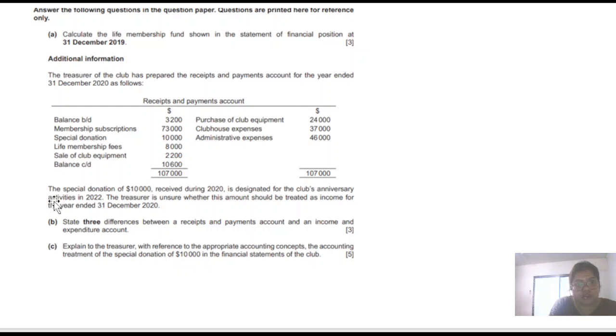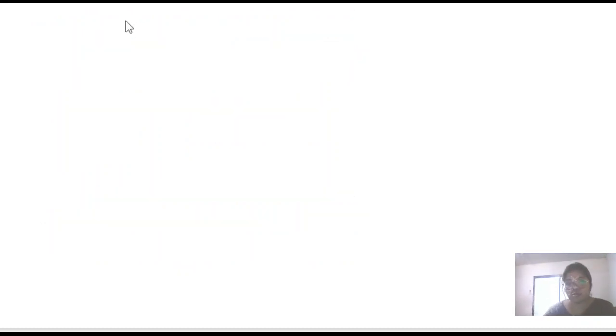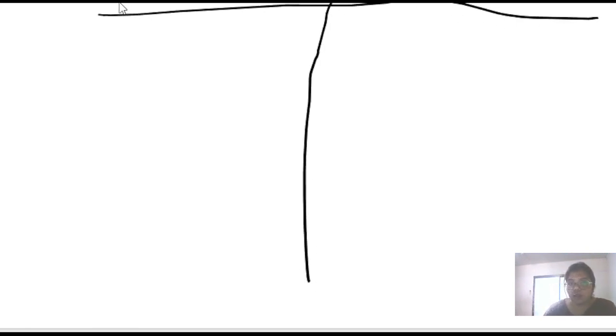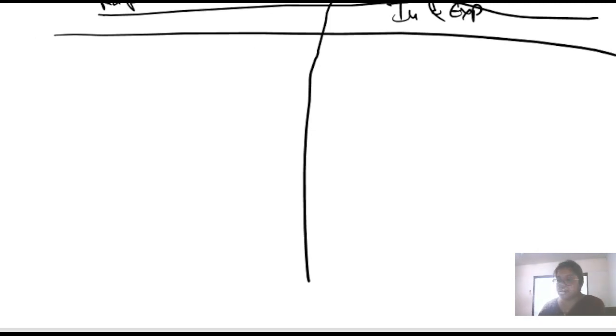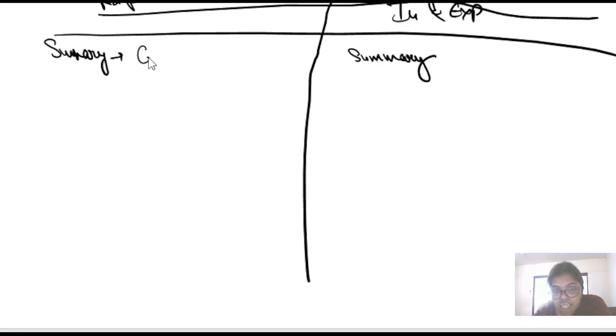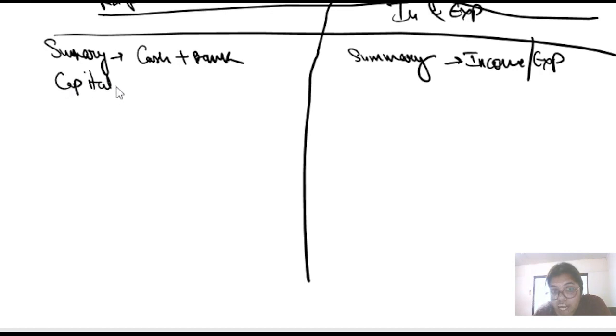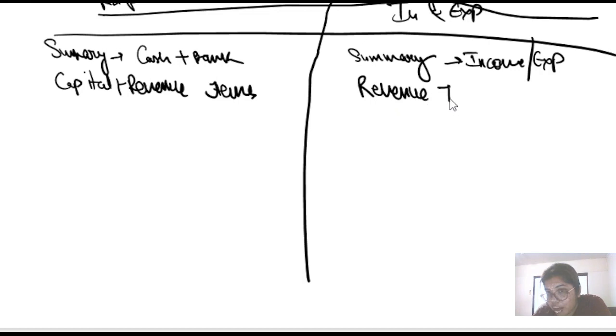Now moving forward, you have to explain the difference between the receipt and payment account and the income and expenditure account. Quickly we have to do it. So here we can take the receipt and payment account and the income and expenditure account. Basically what is the receipt and payment account? This is a summary, and this is also a summary, but the difference is here it is a summary of cash and bank, and this is a summary of income and expenditure. The second difference is it includes capital plus revenue items, and this includes only revenue items.